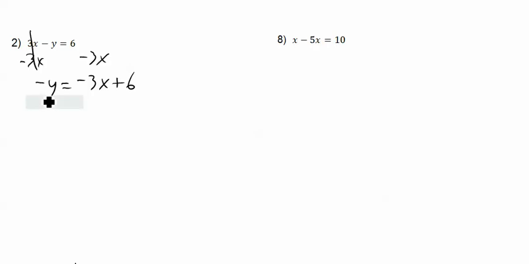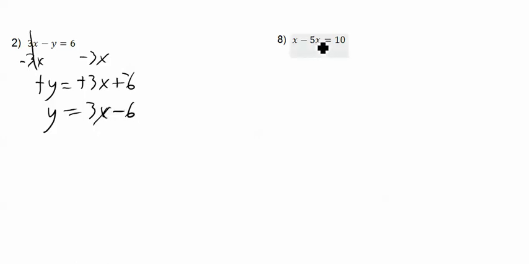And we're almost done, but we have this negative out here. So we can do one of two things. We can think of it as a -1 and divide everything by -1. Or we can change the sign as long as we change every sign. So if we change that to plus, that's okay, as long as we change every sign. So our answer is y equals 3x minus 6.